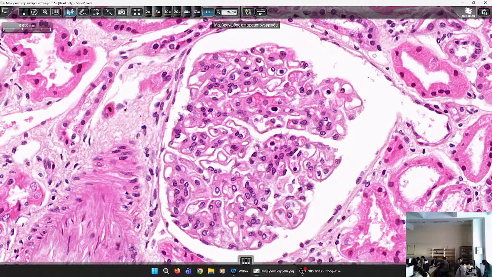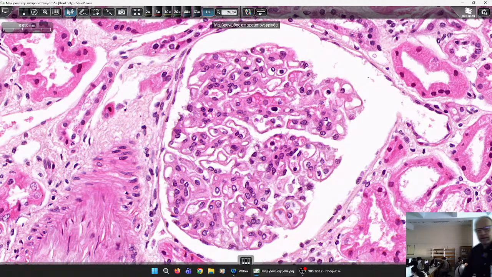Do you think that this is a hyperplastic form of glomerulopathy? Do you see many cells either in the intracapillary compartment or the mesangium or the extracapillary compartment? Or is it close to normal cellularity? It's close to normal cellularity. So there is no increase in cells. This is not a hyperplastic type of glomerulopathy.